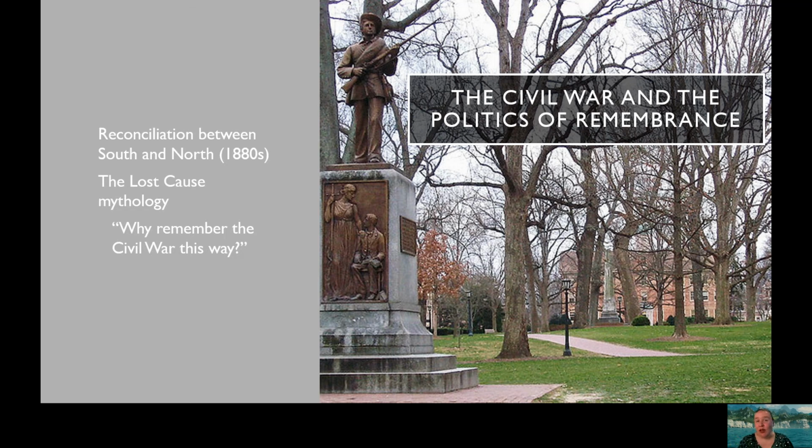If you go back and you look at the declarations of secession from states like South Carolina, you look at the writings of Confederate politicians, especially Alexander Stephens, who's the vice president of the Confederacy, it's all about slavery, and they are very, very clear on that point. So if this is a myth, if it doesn't reflect reality, then why are we telling this story at all? Why is the lost cause myth still popular today in 2020?